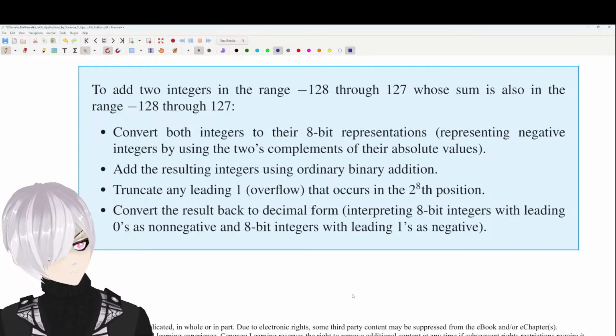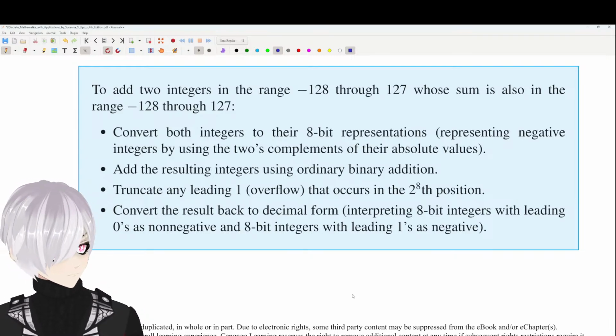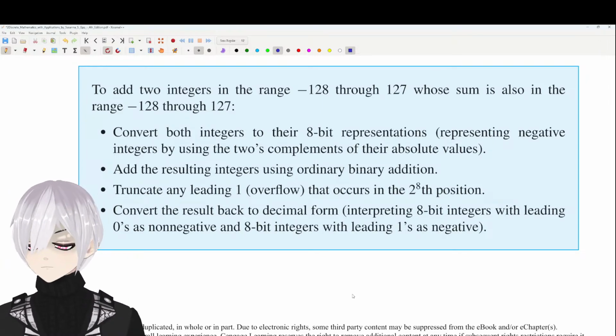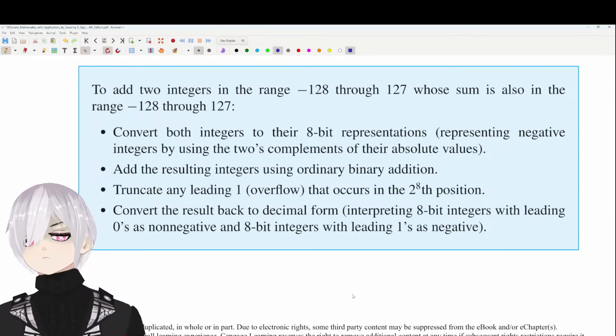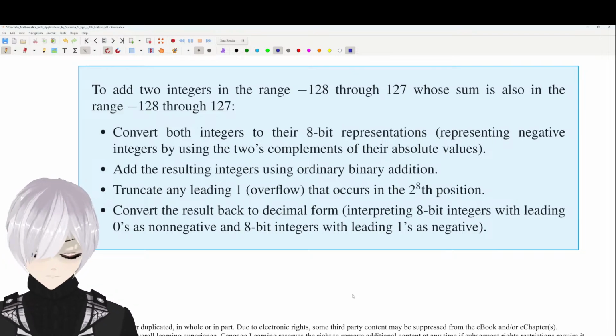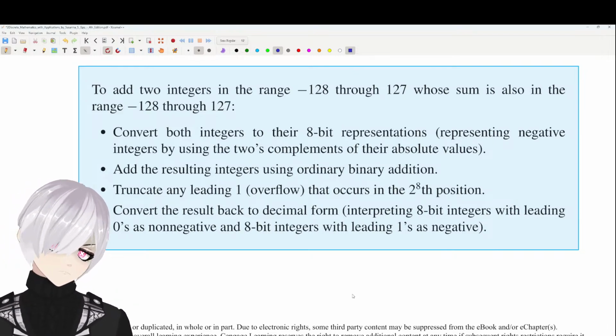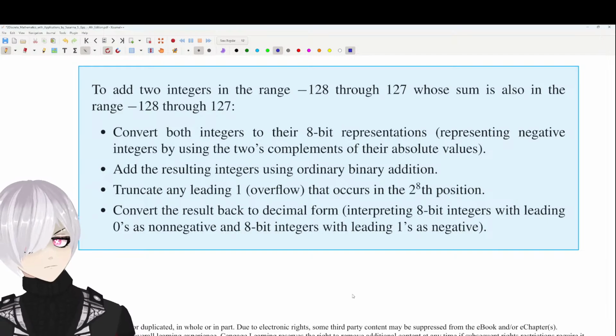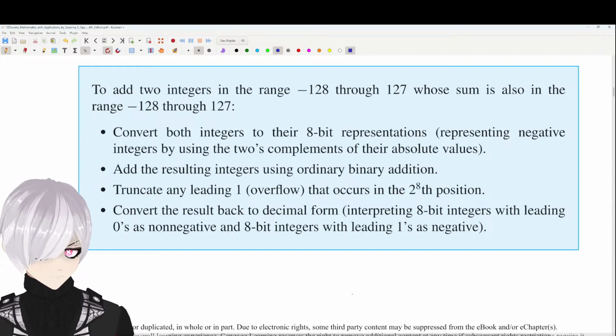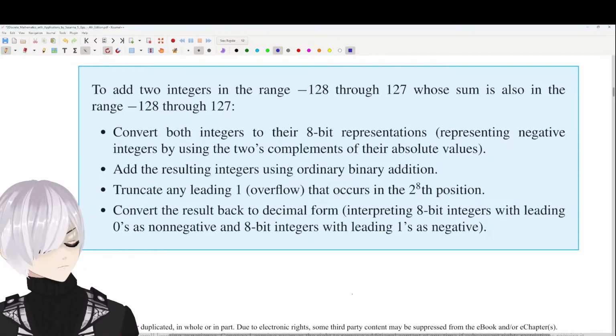Oh yeah, because in the representation, all the ones that have leading ones are representing negative numbers, and all the ones with leading zeros are representing positive numbers. Right.